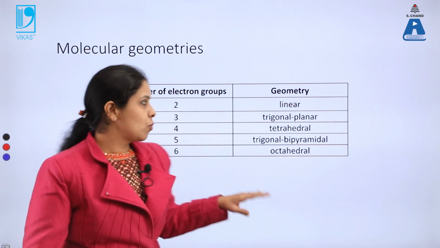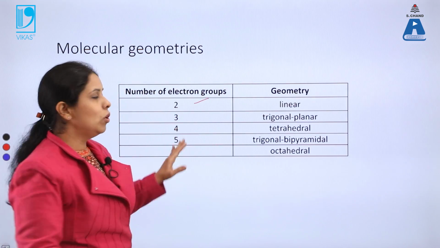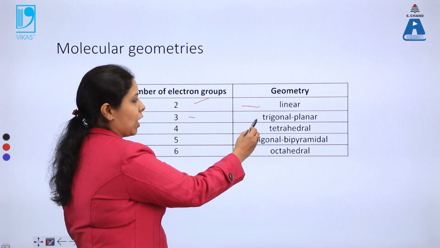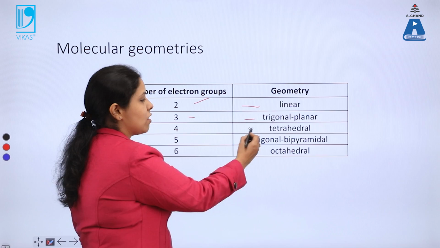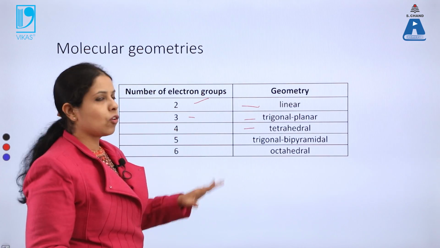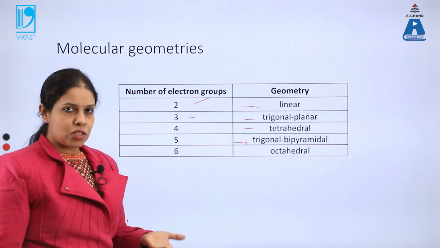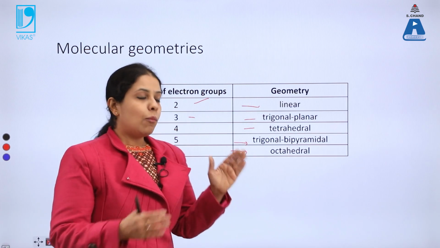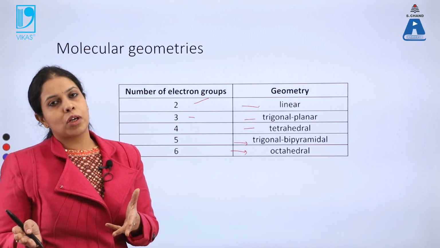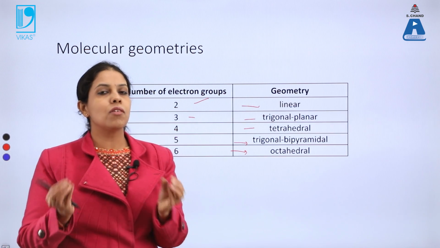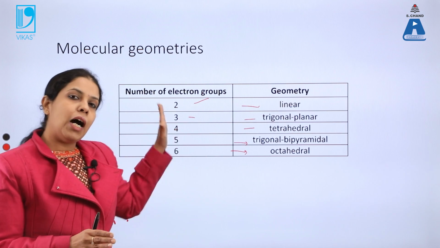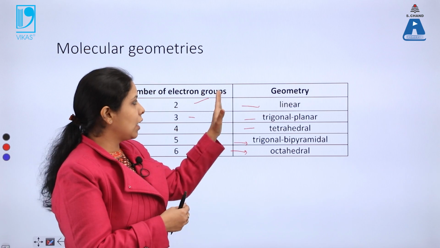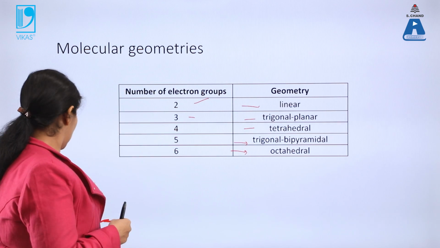This we have already discussed. When the number of electron pairs is 2, the geometry is linear. When 3 electron pairs are there, the geometry is trigonal planar. When 4 are there, tetrahedral geometry is the most common one. When 5 electron groups are there, trigonal bipyramidal is the geometry, and when 6 electron groups are there, octahedral geometry is the most common one. More electron groups are also possible, but because of steric hindrance, most of the compounds known to us have coordination number 6 or this many electron pairs, and these are the geometries for these particular electron pairs.